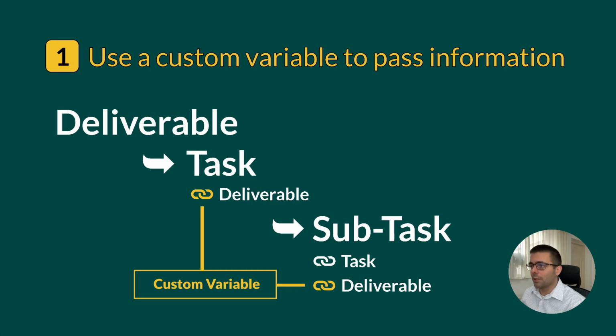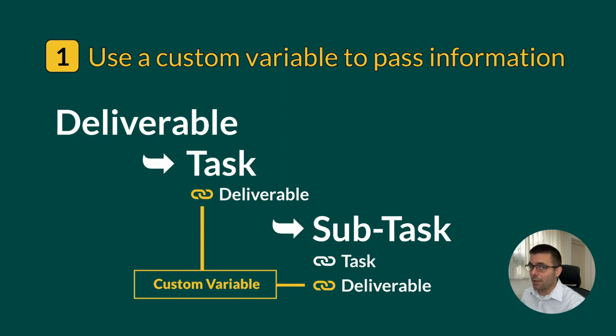Okay, so first we'll do a quick overview and then we'll do a deep dive into each one of these. Number 1 is using a custom variable to pass information. This allows us to take information from one page and insert that into another page, like taking an existing link from one page and applying that to another.